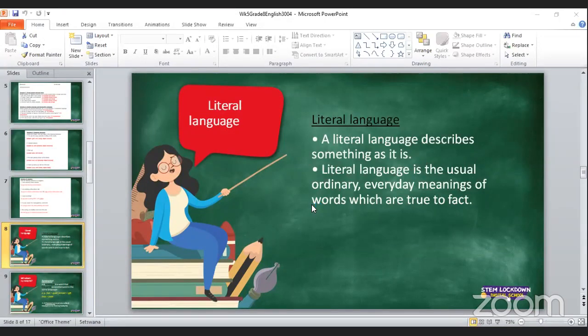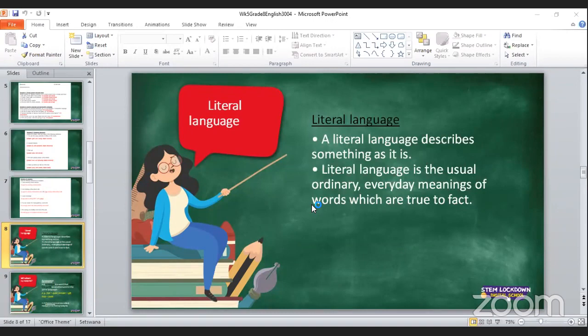So literal language is the usual, ordinary, everyday meaning of words, true to fact. Like I said with the computer, when I say computer, you think of a screen with a keyboard and a mouse and a hard drive. So that is literal language.